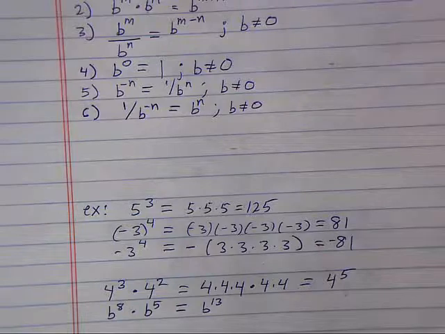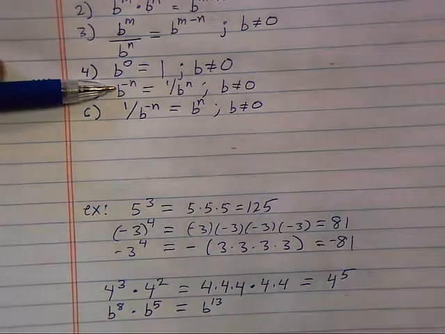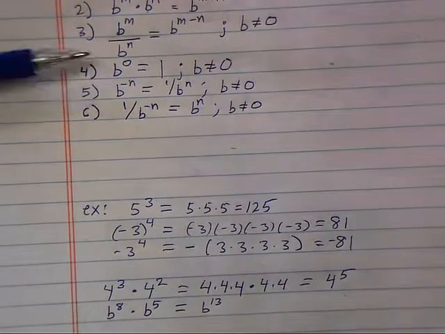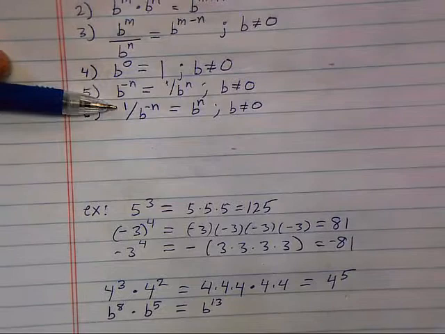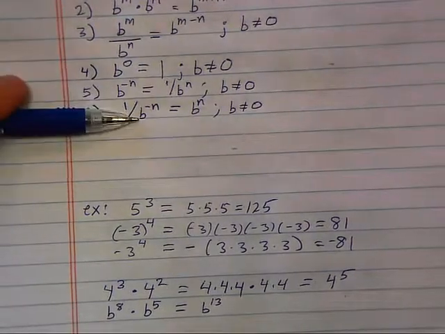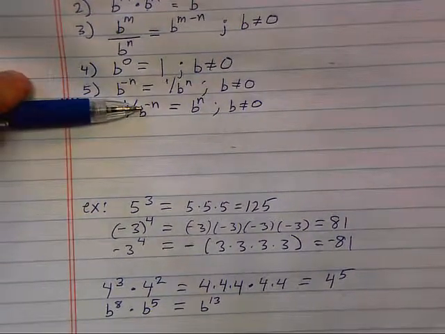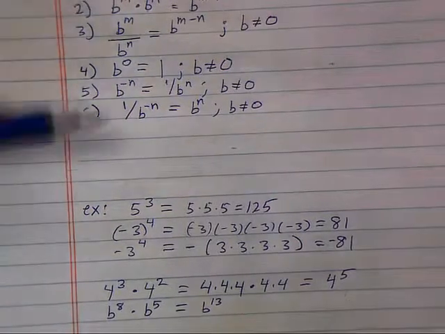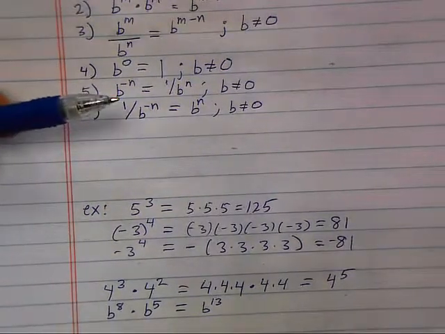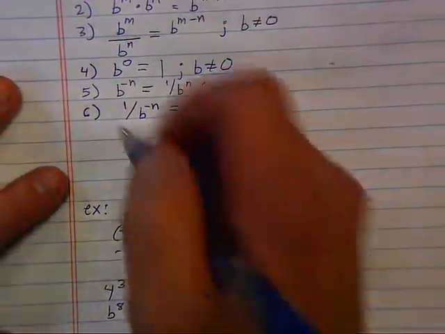So I kind of think of rule number 5 and rule number 6 together. All negative exponents do is interchange top with bottom. If you have a negative exponent and you're already on top, you go to the bottom. If you have a negative exponent and you're already on bottom, you simply move to the top. Negative exponents just interchange top and bottom of the fraction. That's all they do.